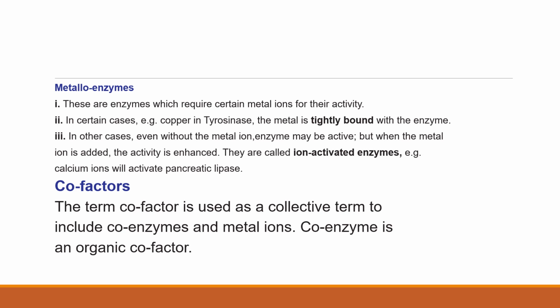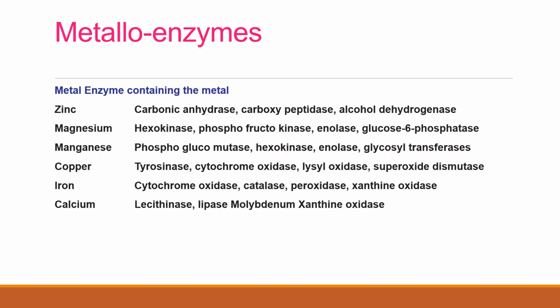Calcium can also be important. Calcium is necessary for the activation of pancreatic lipase. Also magnesium, chloride. Those are examples of ions that are necessary for the activity of the enzyme. We have here some examples of metalloenzymes: zinc, magnesium, manganese, copper, iron, calcium, and these are the enzymes that require the presence of these metals.